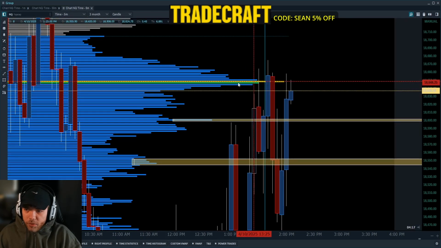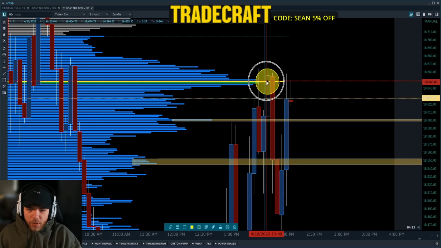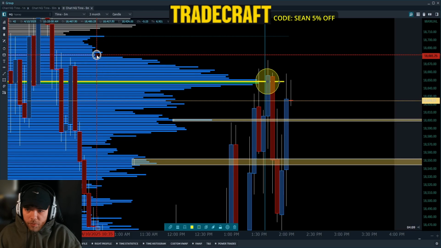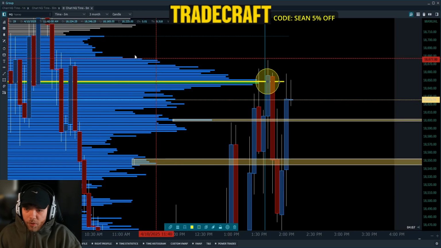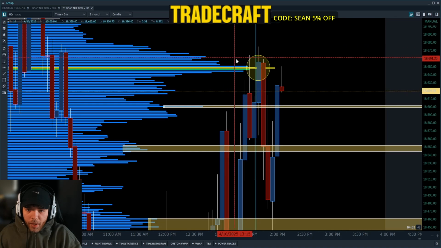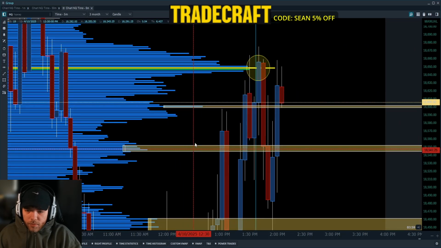So we would have been short here. I'll draw a circle for it. So this would be our short entry, and we're gonna put a stop just above where this profile starts to bulge out in this valley here, and we're gonna scale off at these high volume nodes as we go.